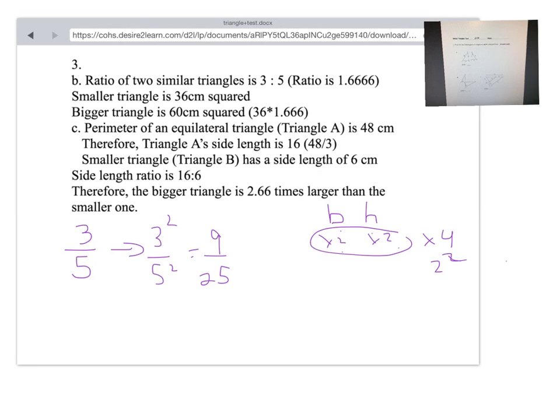So for question 3b, let me just pull it up here on my screen. The area of the larger triangle is going to correspond to the ratio that we just came up with. So if the area of the small triangle is 36, then the area of the larger triangle is our unknown. And if we use our Z pattern here, we're going to do 25 times x divided by 9. So x equals 25 times 36 divided by 9. And so whatever x is, that's our answer there. Okay?